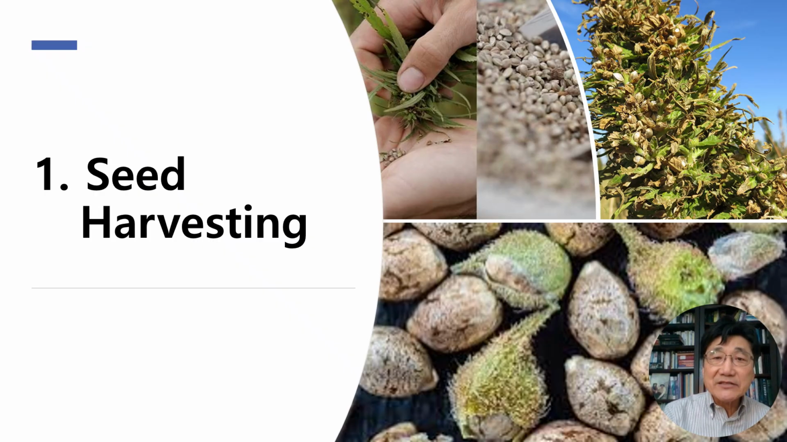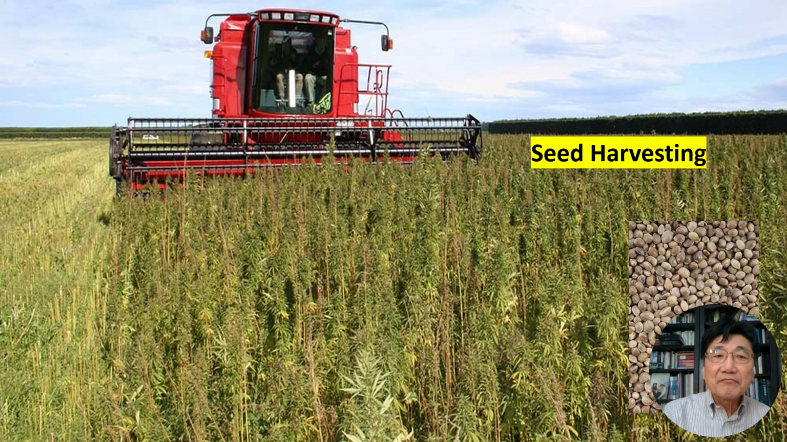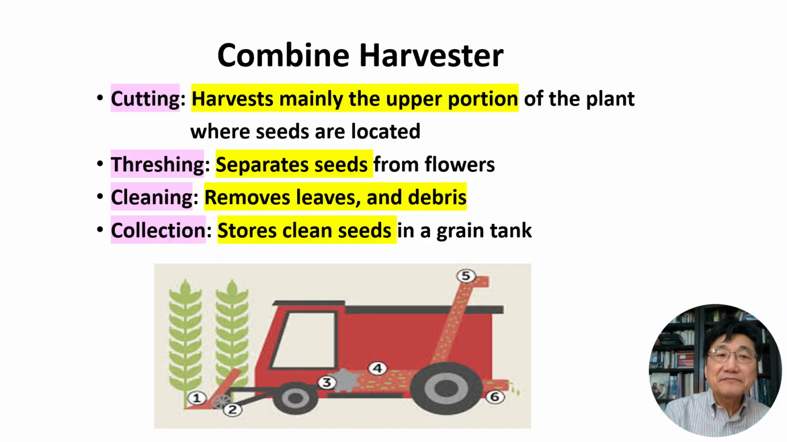Let's learn about seed harvesting. Cannabis seeds are harvested using grain harvesting systems, with the combine harvester being the primary machine. The combine harvester is the most used machine for cannabis seed harvest.